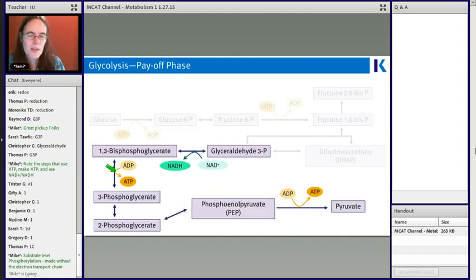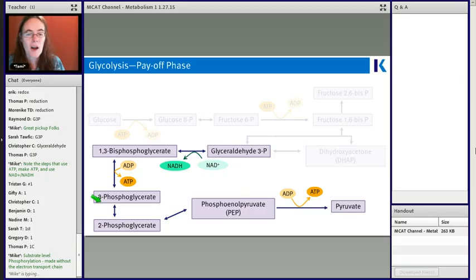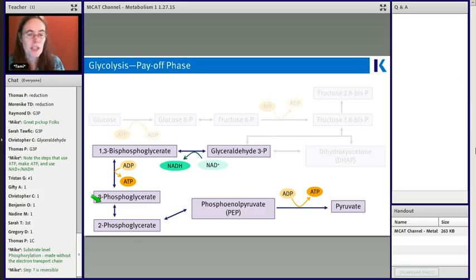Our next 2 steps we're not going to look at in detail because we don't make ATP, we don't make NADH. Okay, the next 2 steps, step 8 and step 9. Step 8 simply takes our 3-phosphoglycerate and makes it 2-phosphoglycerate. So all we're doing is moving a phosphate from the 3rd carbon to the 2nd carbon. Then in step 9, we take it and we have our phosphoenol pyruvate.